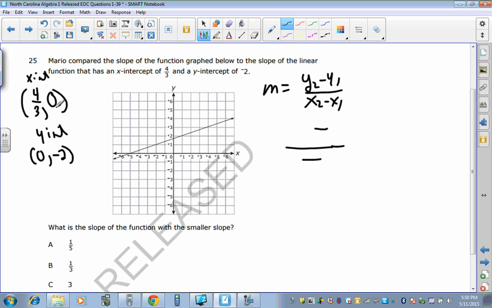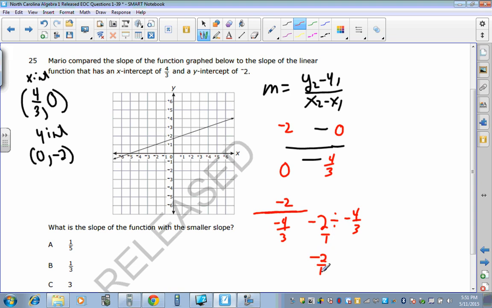Okay, let's plug in our stuff. Y from the second is -2. Y from the first is 0. Okay, x from the second is 0. X from the first is 4/3. -2 minus 0 is -2 divided by -4/3. You can do this on a calculator, although it's a good idea to remember how to do this without a calculator. That means -2 divided by -4/3 because it's a complex fraction.